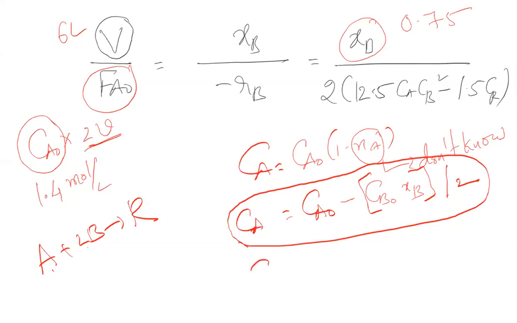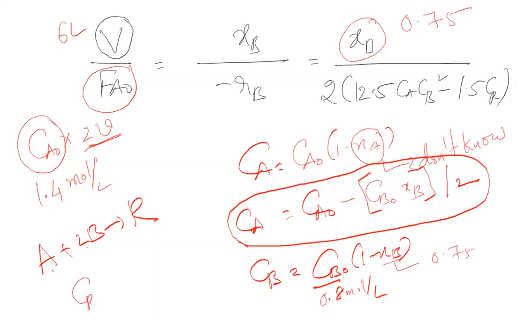Now what is CB? CB will be direct: CB naught into 1 minus XB. So you know CB naught and you know XB. What is CB naught? 0.8 mole per liter. What is XB? 0.75. What is CR? CR is nothing but how many moles of R formed, which is how many moles of B converted divided by 2, that is CB naught into XB divided by 2.